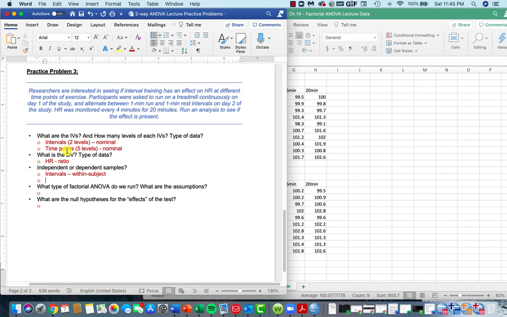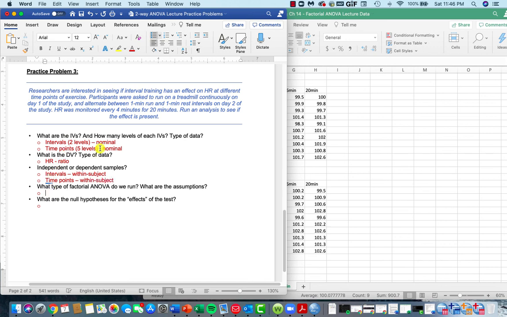Then we have time points. Clearly this one's a within subject, because once you have someone running, it's not like you can switch them out with a different person. Okay, so this will be our within subject.